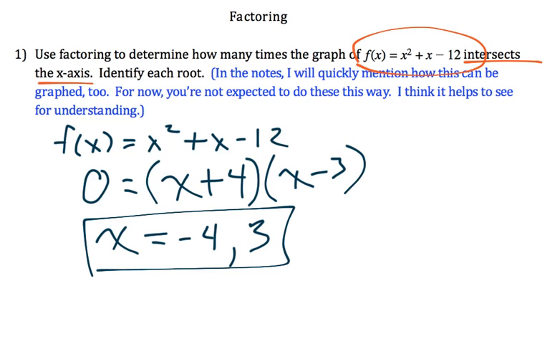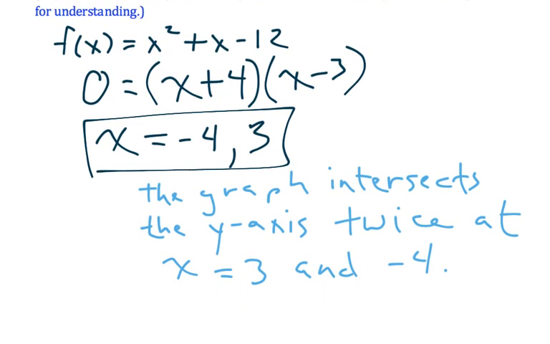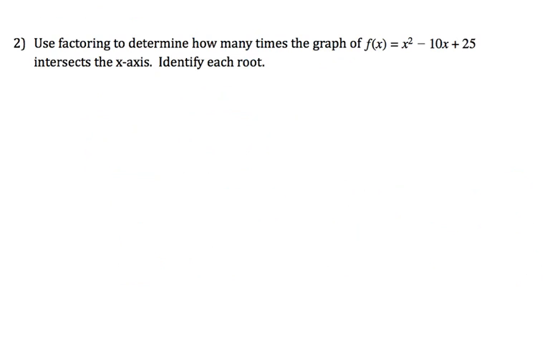So we'll write that. The graph intersects the y-axis at x equals negative 4 and 3. So since they have this as more of a word type problem question, we'll throw that in there. So the graph intersects the y-axis twice at x equals 3 and x equals negative 4. Give yourself a moment to write that down, and let's do one more example. Go ahead and pause this. Do it on your own if you feel comfortable, and I will talk quicker through this one.